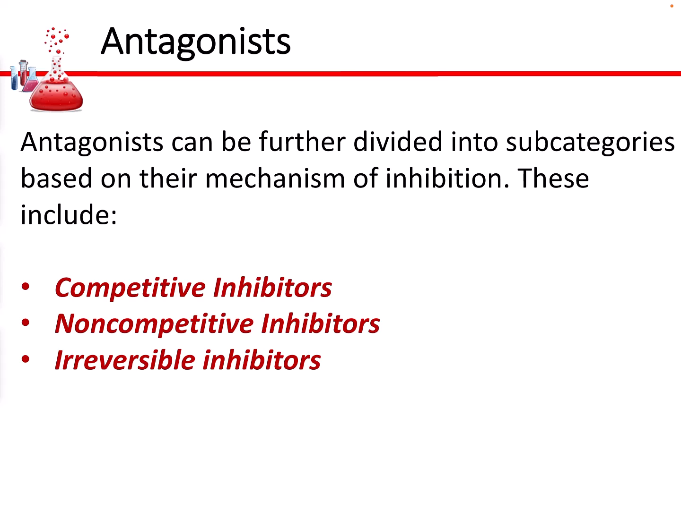So let's talk about antagonists a little bit further, as these can be divided into 3 subcategories based on their mechanism of inhibition. These include competitive inhibitors, non-competitive inhibitors, and irreversible inhibitors.